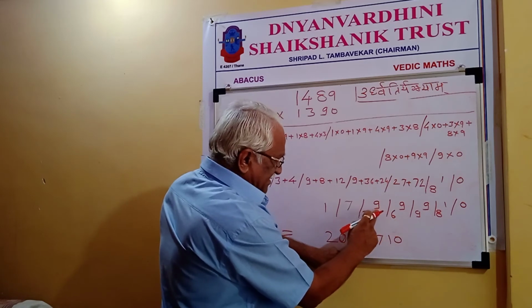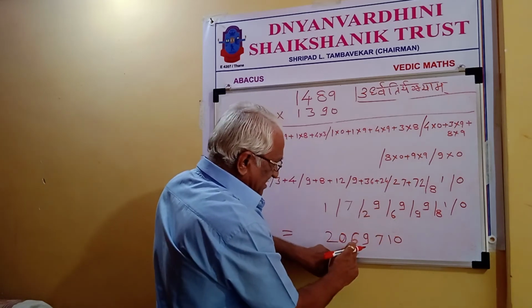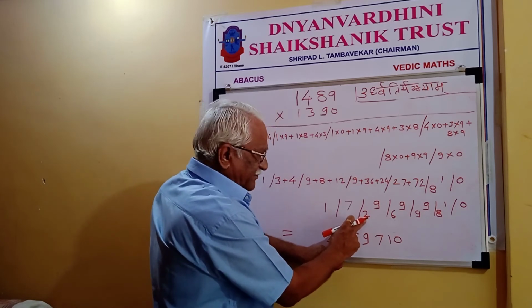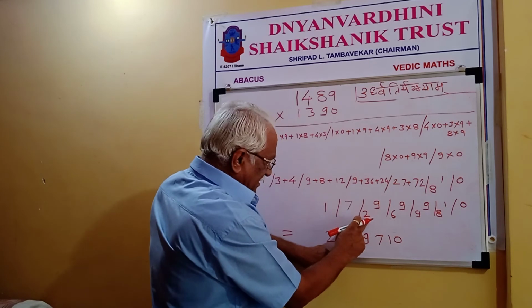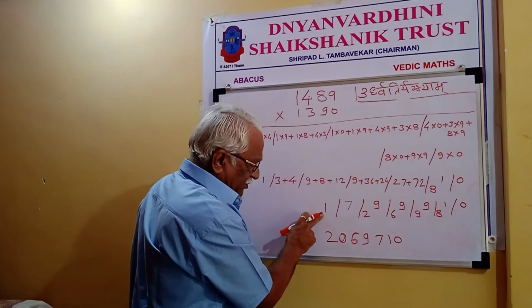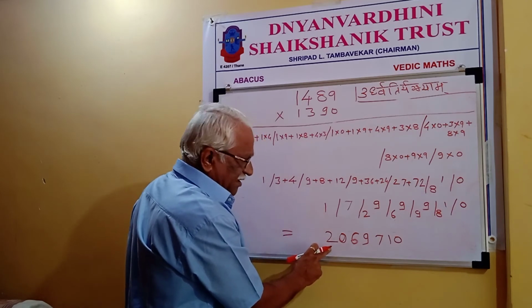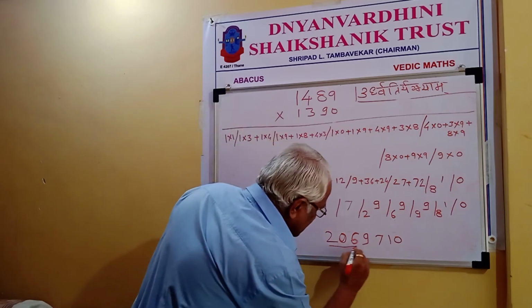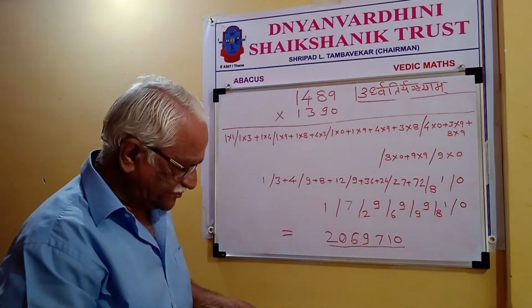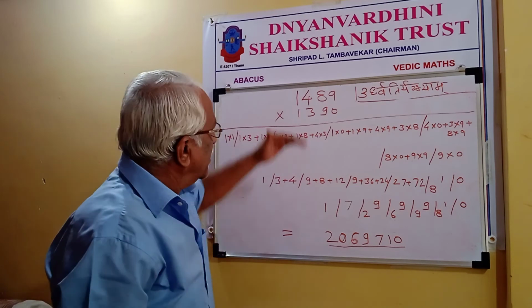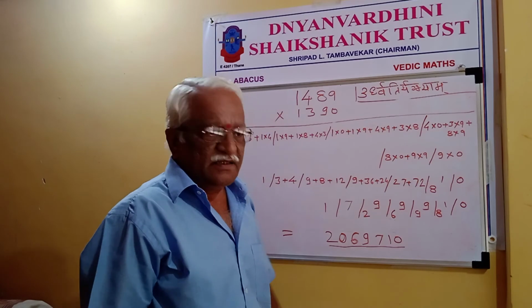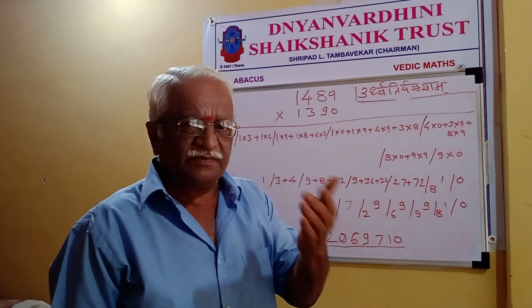7 plus 9, that is 16. So 6 comes here and 1 comes here, so it becomes 3. So 7 plus 3, that is 10. So 0 comes here and 1 goes to 1, adding it becomes 2. So our answer is 2069710.